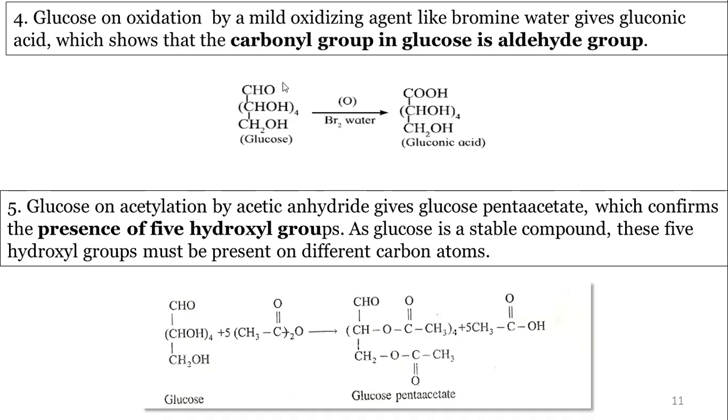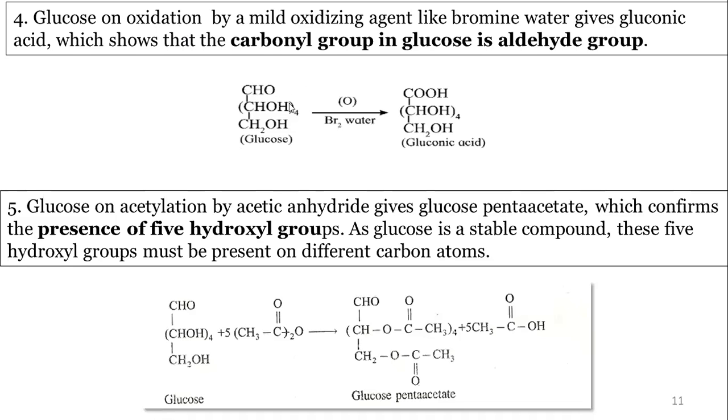And this carbonyl group is, which, aldehydic or ketonic or carboxylic acid or ester. Today we'll discuss the next reaction, glucose on oxidation by a mild oxidizing agent. You know, in the chapter on organic chemistry, in alcohols and also in aldehydes and ketones, we studied that when primary alcohols undergo oxidation, they give aldehydes, and aldehydes on oxidation give carboxylic acids.